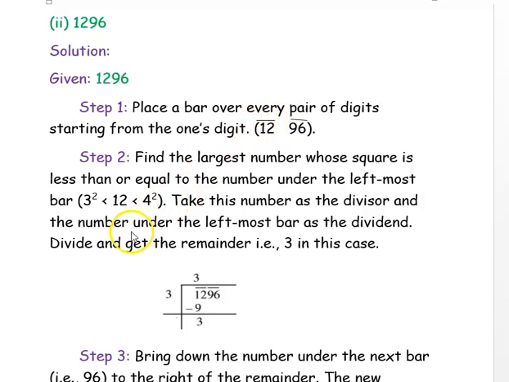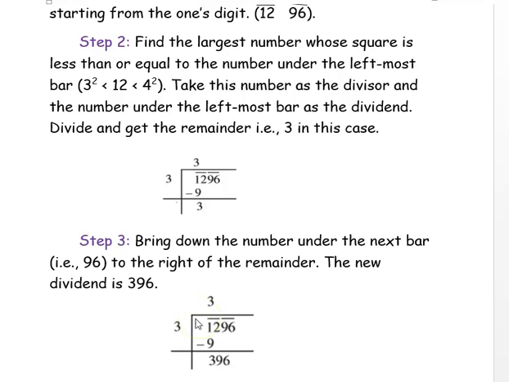Now next step, second step, I am writing like this and I have to find the number whose square is less than this 12. That is the leftmost number, that's the dividend. So now 3 square, that's 9, which is less than 12. And if you go for the next number, it will be 4 square, it will be 16. So it's greater than 12. We cannot take 4. So we have to take only 3. So 3 into 3 is 9. Now I am subtracting. So 12 minus 9 is 3. So 3 is the remainder in this case.